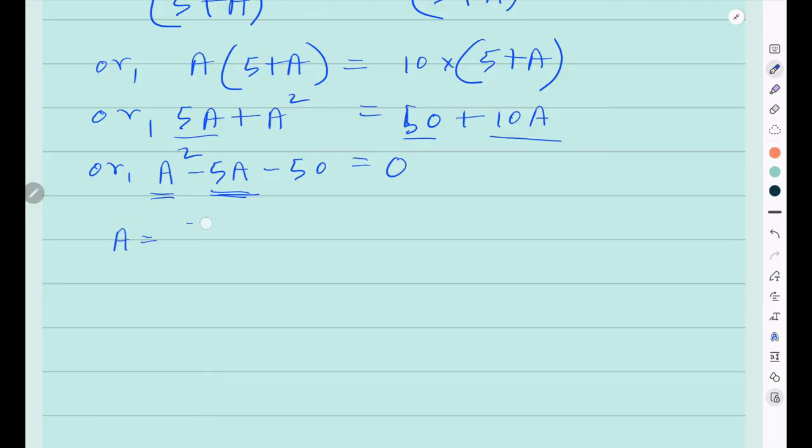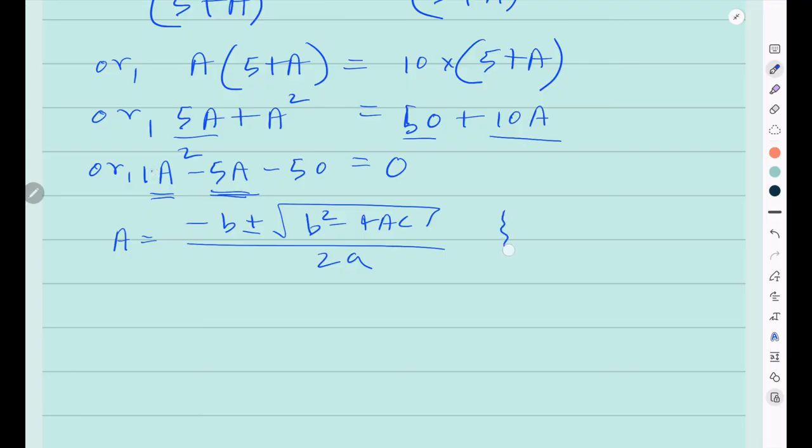So A is equal to, I will again write down the formula here. I remember that, and you should also remember that. This is the formula of quadratic equation, where A, what is A? A is the coefficient of A square, that is 1. B is actually minus 5, and C is minus 50. This is what it is.